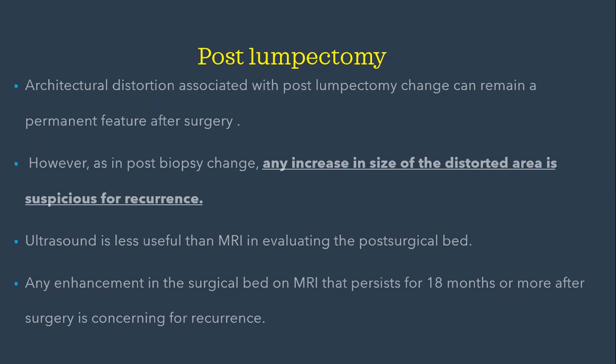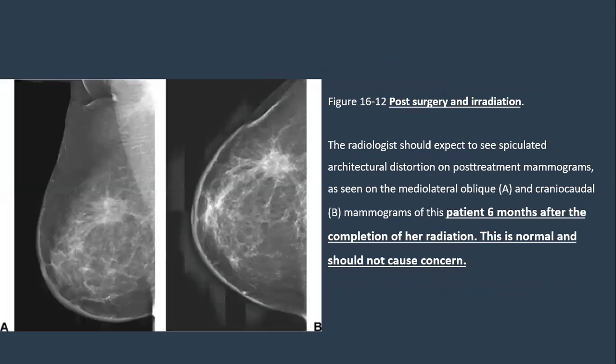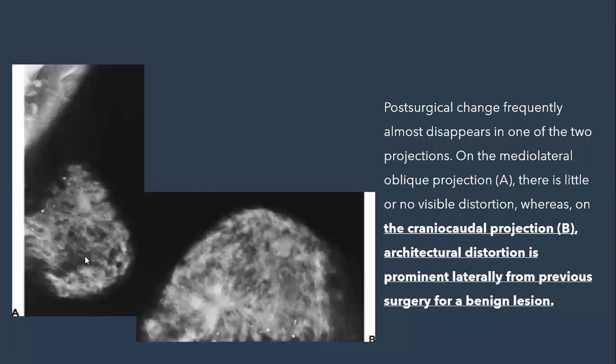Any increase in size of the distorted area, okay, will be suspicious. And we have to proceed to ultrasound and sometimes to MRI. Look at this. It seemed to be like a mass, but it was only post-surgical changes and scarring, simulating the mass. And this is another example, okay, of post-operative scarring, or post-operative changes simulating cancers.